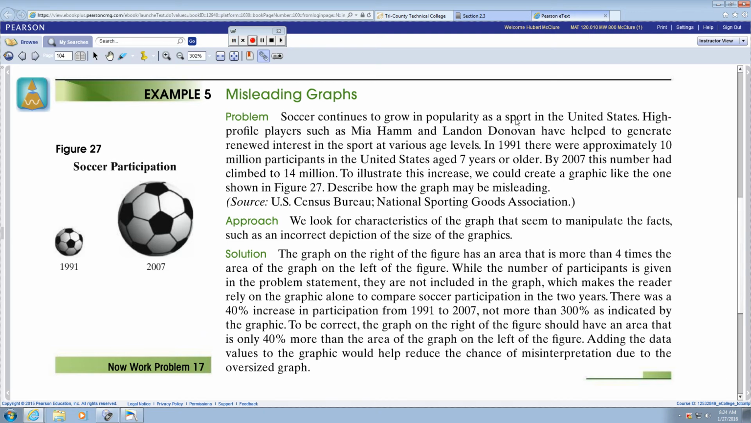Soccer continues to grow in popularity as a sport in the United States. It does? I didn't know that. High profile players have helped to generate interest. There are approximately 50 million players. In 1991 there were 10 million. So that ball represents 10 million. By 2007 this number had climbed to 14 million. Okay, what's wrong with this data?